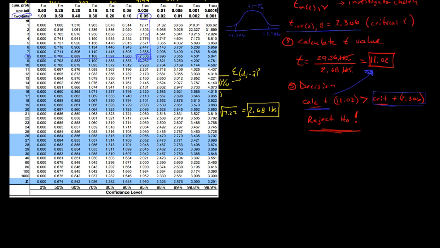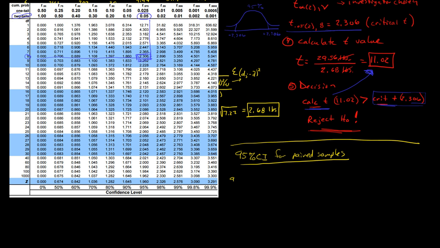Okay, moving on then to the confidence interval piece here. The 95% confidence interval for paired samples. That's kind of our title here. So how is this calculated?